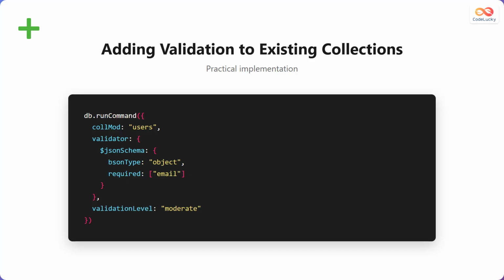Validation rules can be added to existing collections using the collMod command. Specify the collection to modify with collMod, set the validator with your JSON Schema, and specify the validationLevel, which will determine which documents to validate. In this example, we are adding a validator to the users collection to ensure that all documents have an email field.